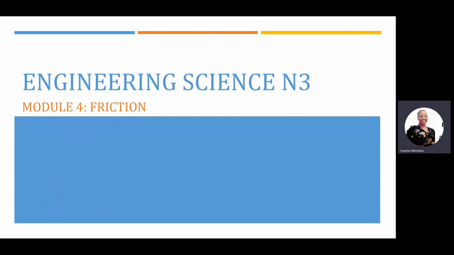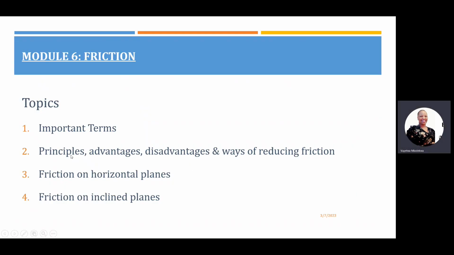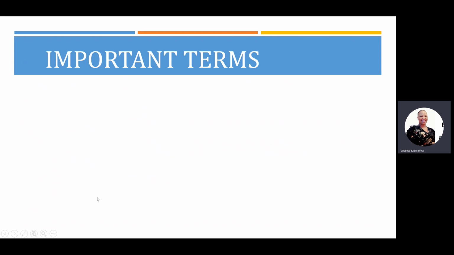Okay, so the friction module has these topics. We first look at the important terms, then we look at principles, advantages, disadvantages, and ways of reducing friction. Then we look at friction on horizontal planes as well as friction on inclined planes. So I'm going to do the first two topics in this video. Then I'll do a separate video on friction on horizontal planes and another video on friction on inclined planes.